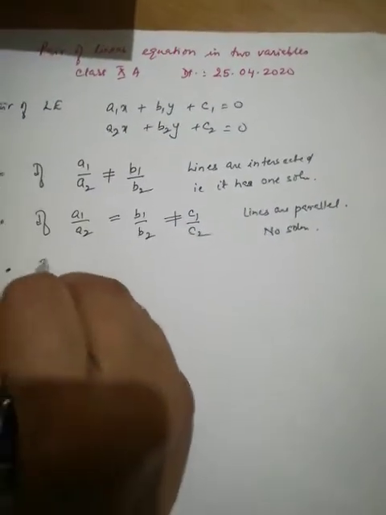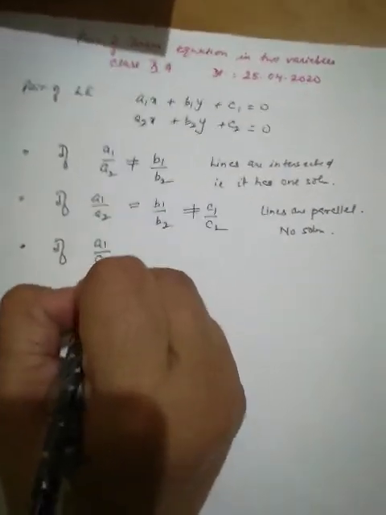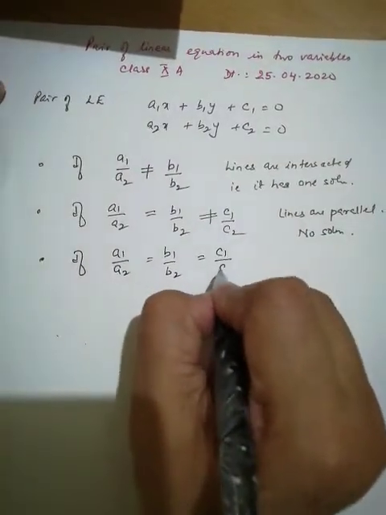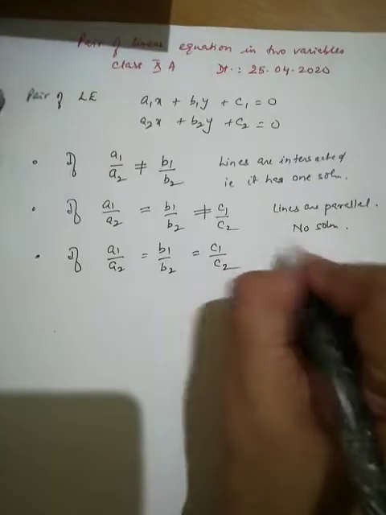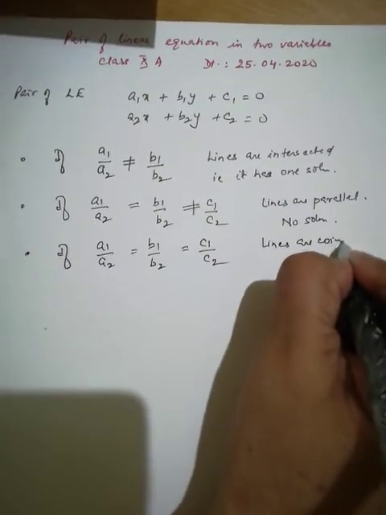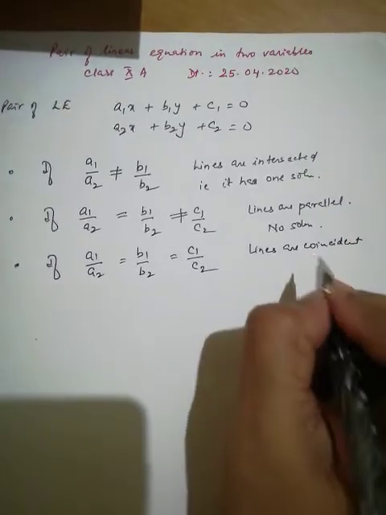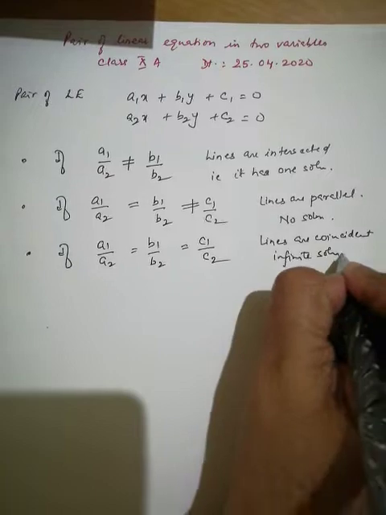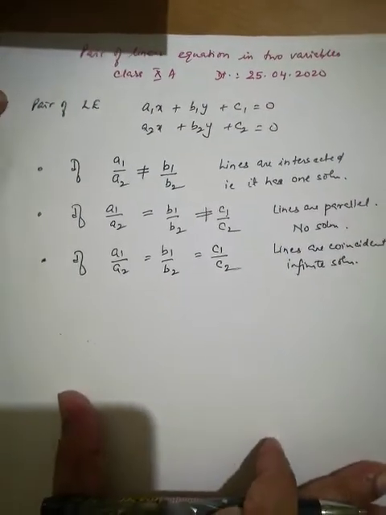And the third is if a1 by a2 is equal to b1 by b2 is equal to c1 by c2, that means the lines are coincident. That means it will have infinite solutions. Okay, this is the condition.